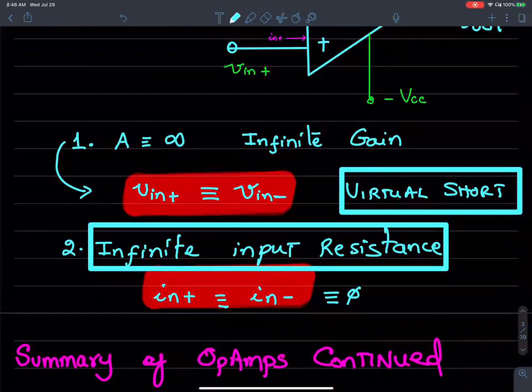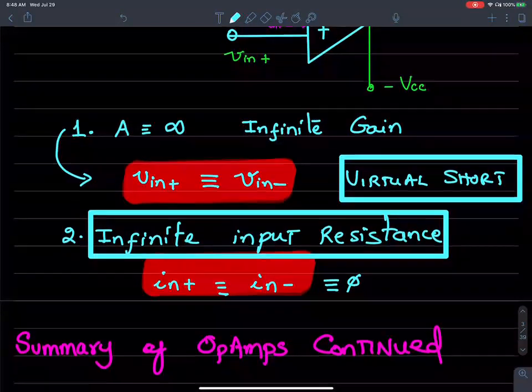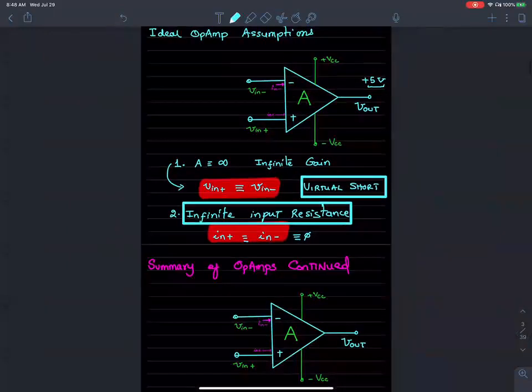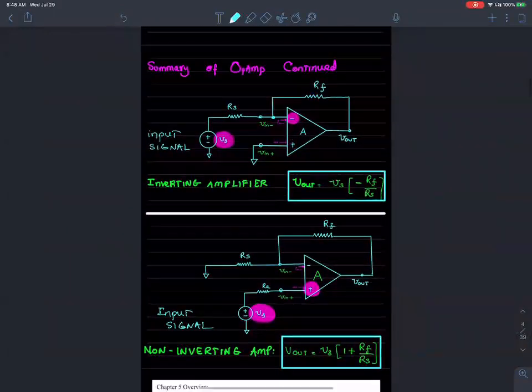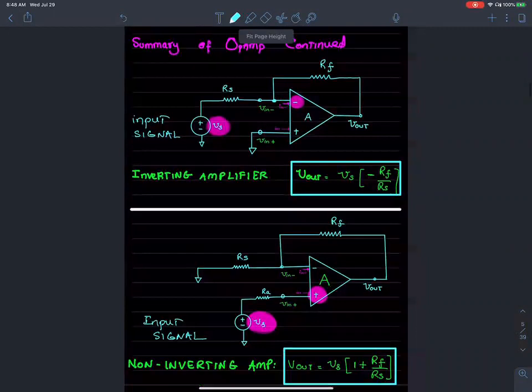Remember, we made two assumptions: that V input plus equals V input negative, and that the input resistance is infinity. Now combine those with KCL, you'll get these results. That's a very good question. It tells me that you are thinking a few steps ahead of the class, which is a good thing.